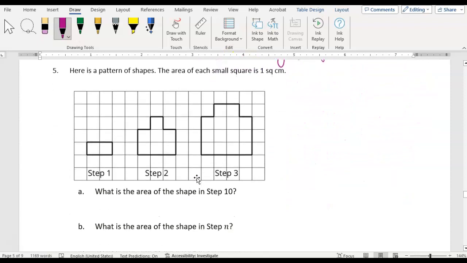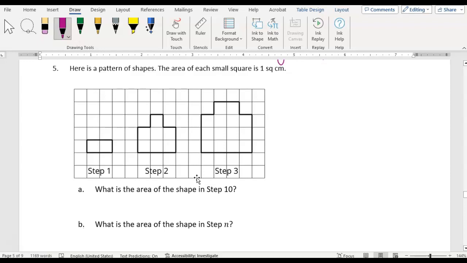Here is a pattern of shapes. The area of each small square is 1 square centimeter. What is the area of the shape in step 10? So in this situation, we're looking at having 2 squares, then 1, 2, 3, 4, 5, 6, 7. 1, 2, 3, 4, 5, 6, 7, 8, 9, 10, 11, 12, 13, 14.